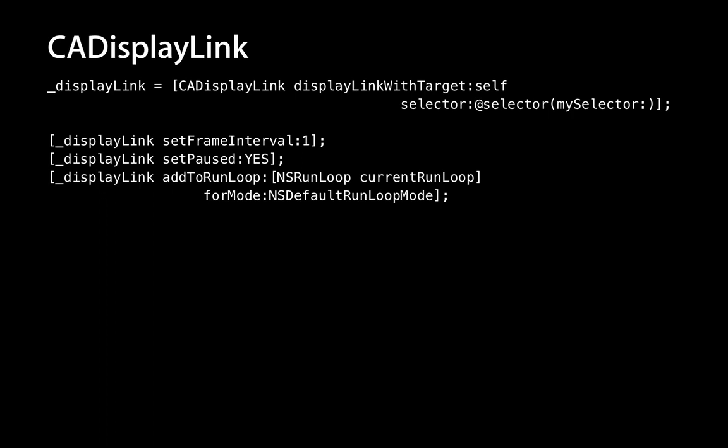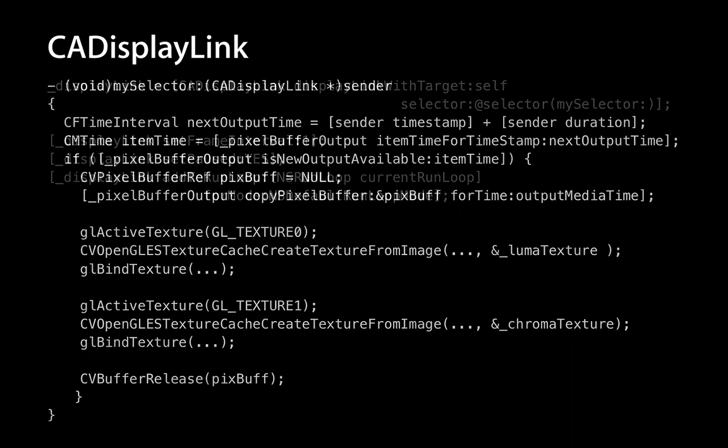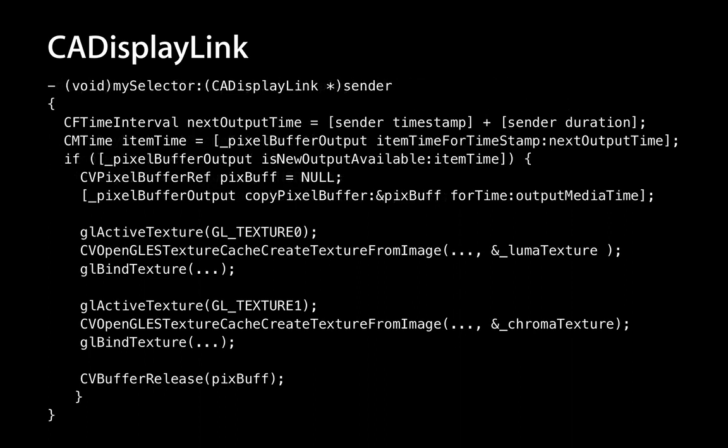And if we want to be efficient, we can set the initial state to pause, so it's not calling us back immediately. And this will save power. And we'll unpause it when our user commences playback. And then we add it to a run loop. In the selector, the first thing that we need to do is calculate the time value for the next vertical sync. Using it as CA display link, you ask it for its timestamp, and you ask it for its duration. How often, what time value is it between each callback?